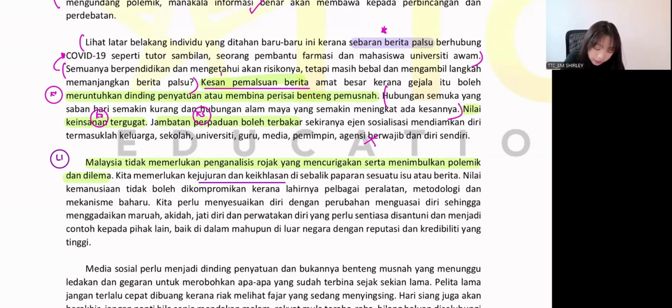Nilai kemanusiaan tidak boleh dikompromikan. So we are not compromised with the nilai kemanusiaan. Kita perlu menyesuaikan diri dengan perubahan menguasai diri sehingga mengadakan mara akidah. Okay. So everything here is actually the explanation towards the points where kita tidak memerlukan penganalisis rojak. So this is all the huraian.